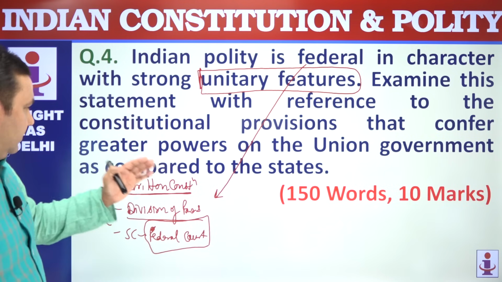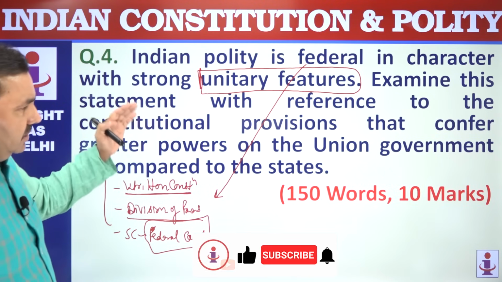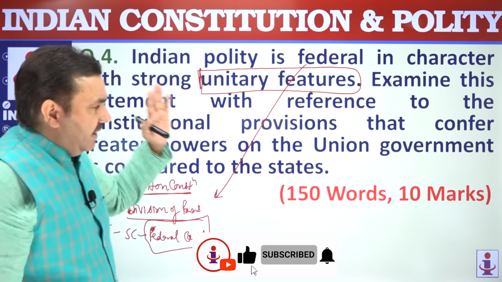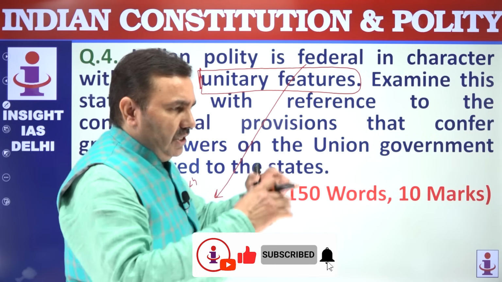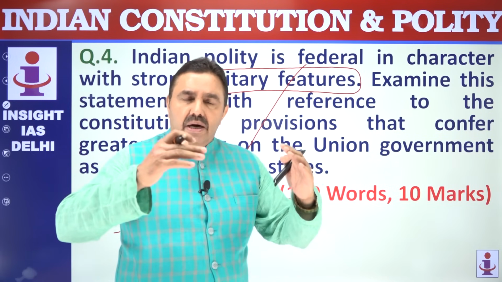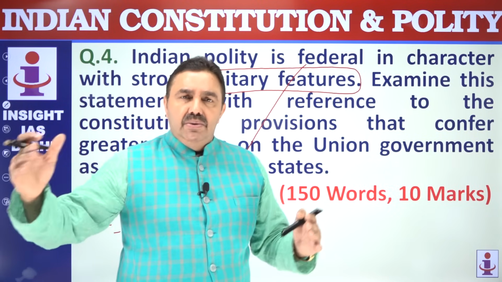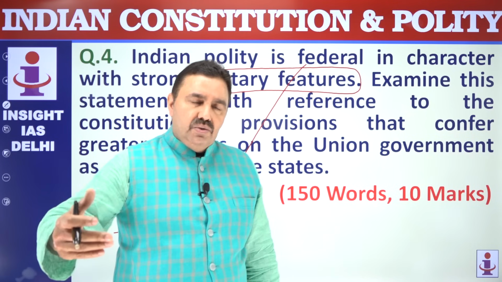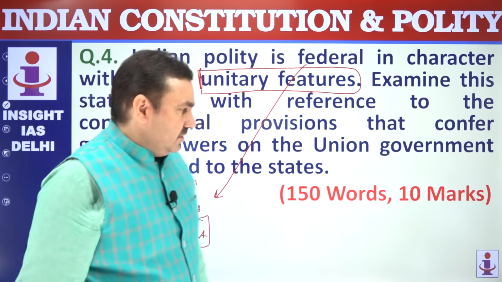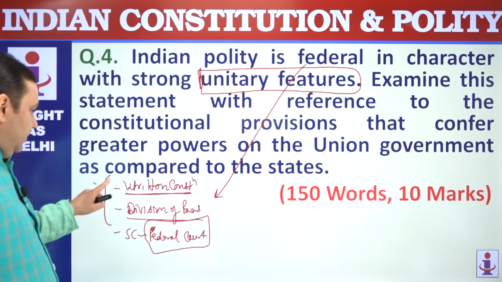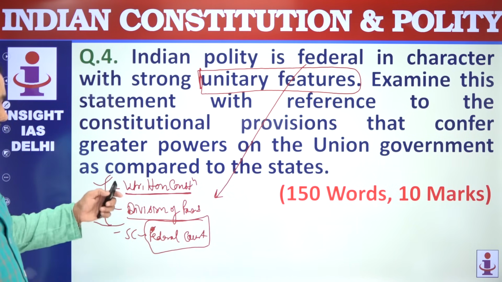So all these you have to refer to, all these you have to mention in your answer to say, okay, we have a federal polity in spirit. Article 1 says India, that is Bharat, shall be a union. Why does it say so? And what are the examples of unitary provisions? Of course, we have federal elements also.